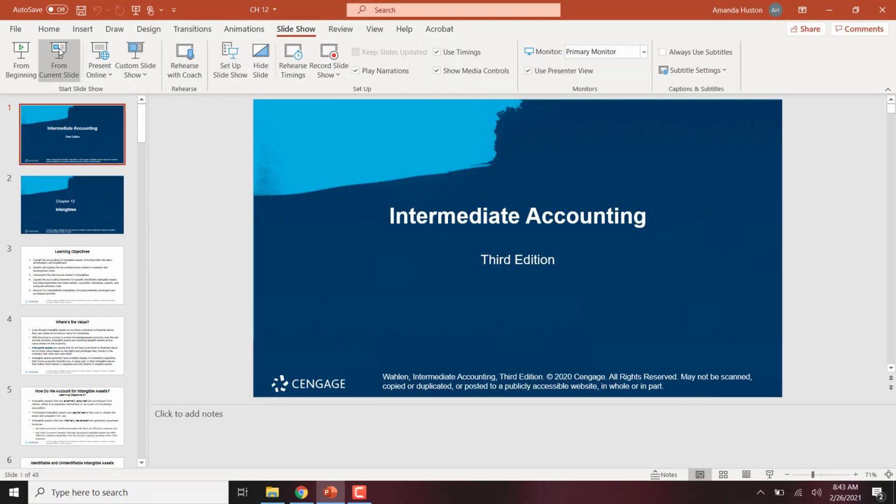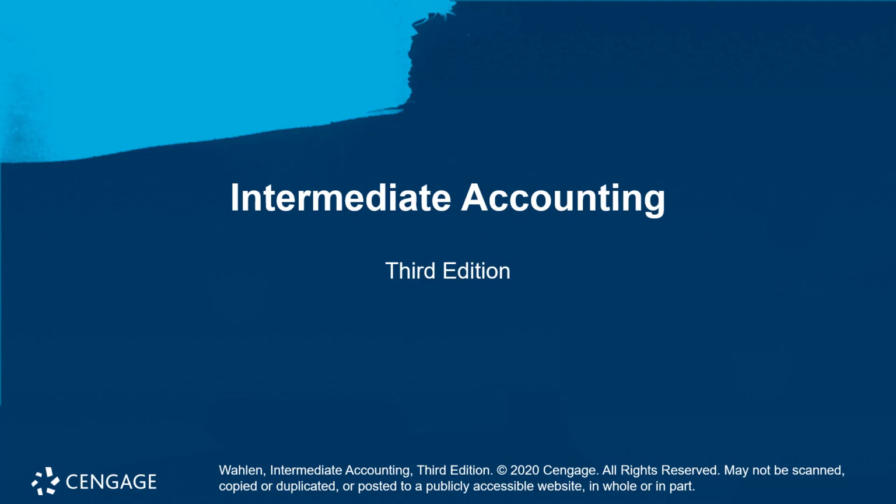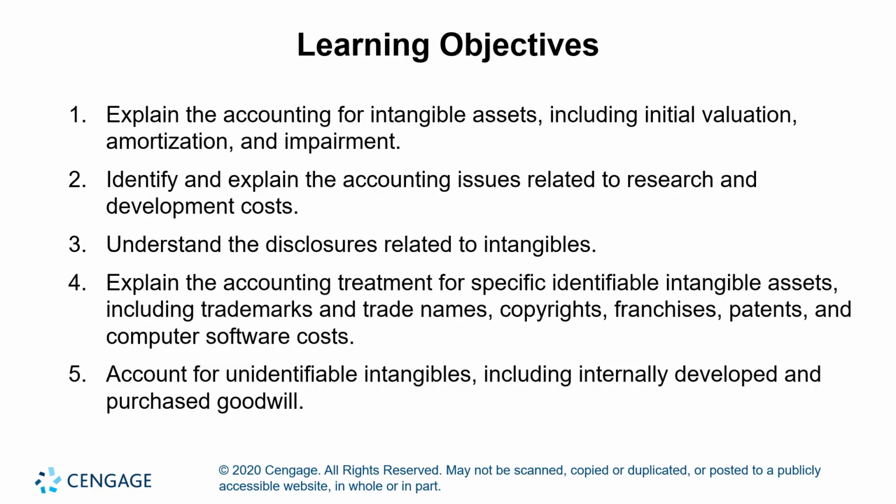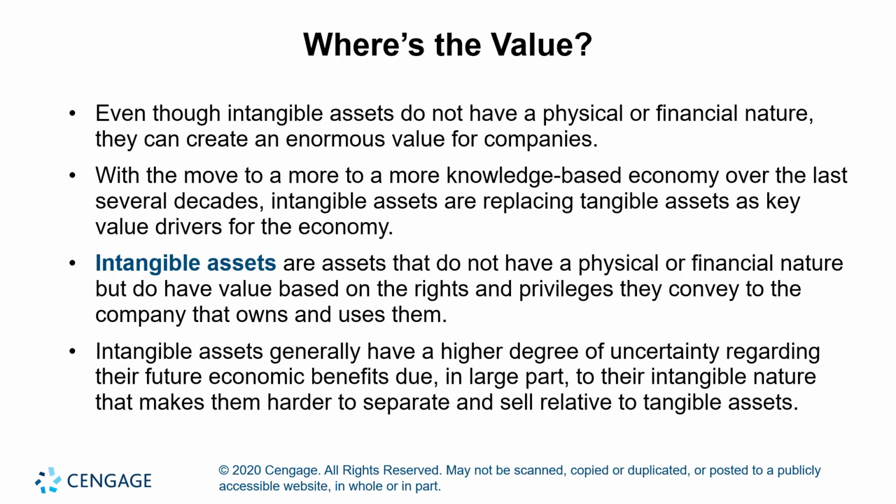This is an overview of Chapter 12, Intangibles. So we'll be talking about intangible assets, their valuation, amortization, and impairment, explain cost issues related to research and development, understand disclosures for intangibles, explain the accounting treatment for identifiable intangibles, including trademarks, trade names, franchise patents, copyrights, and computer software, and then for unidentifiable intangibles that are internally developed or purchased goodwill.